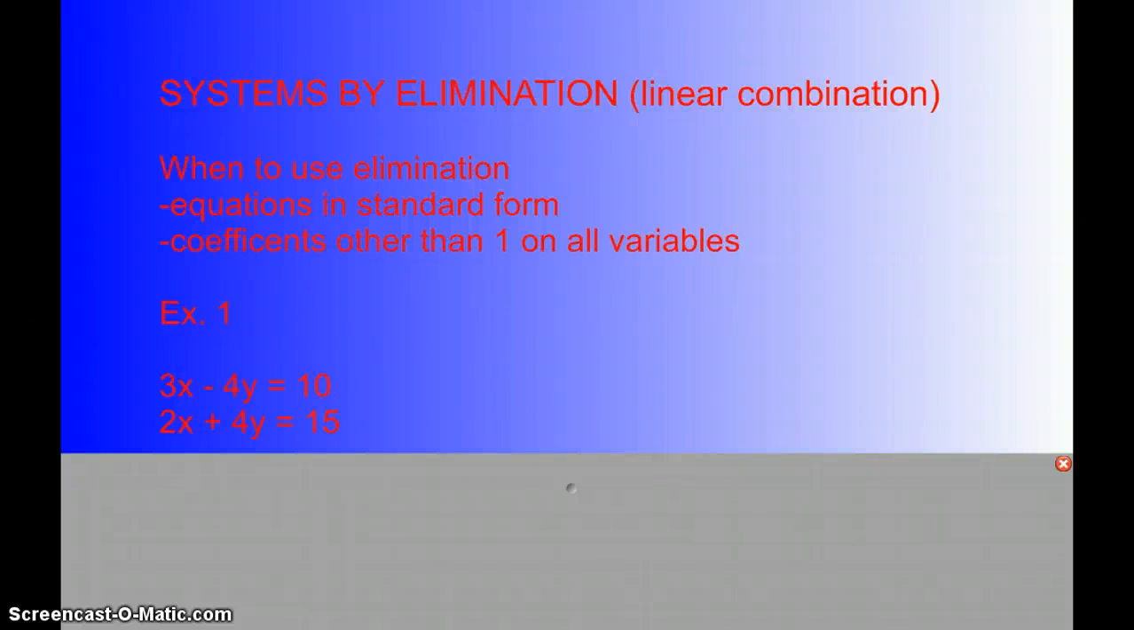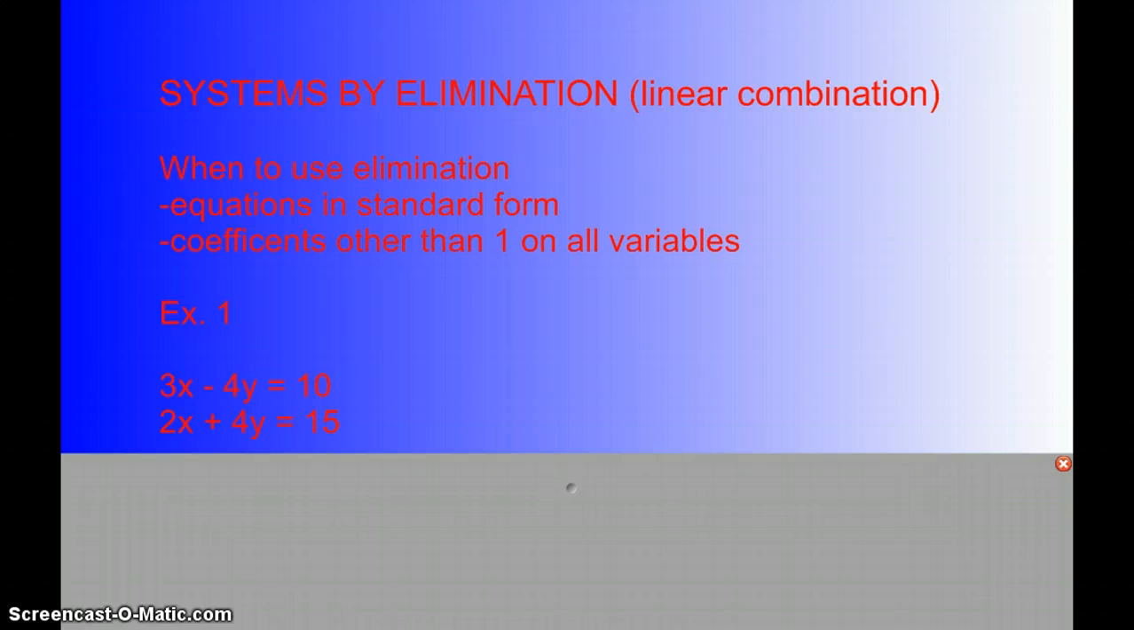So today we're going to continue our discussion on systems of equations, and we're going to do our third method for solving systems, and that's called elimination or the linear combination method. Both of those names serve a purpose, and we'll get to why that is in a moment. But let's start with, when do we use elimination or the linear combination method?